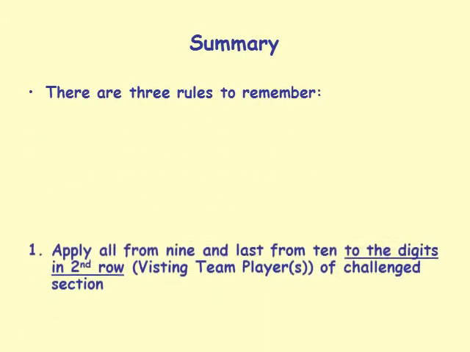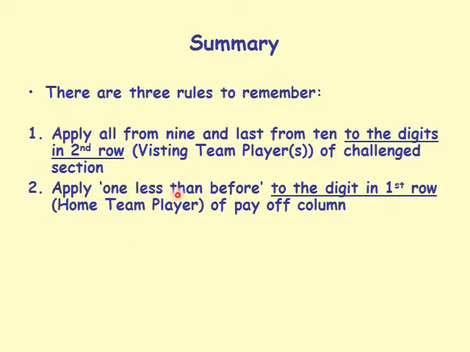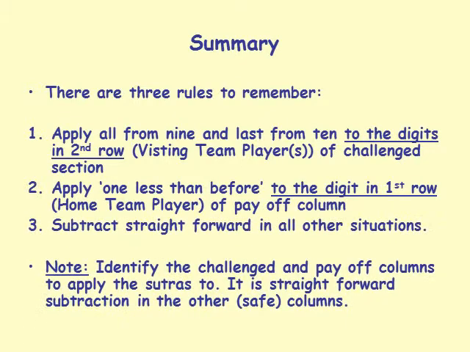Okay, there are three rules to remember. Apply all from 9 and last from 10 to the digits in the second row, which is the visiting team players of the challenge section. When our home team is challenged in some section, in that section we apply all from 9 and last from 10 to the players of the visiting team. And apply one less than before to the digit in the first row, which is our home team player of the payoff column. In the rest, it's straightforward subtractions. And note, identify the challenged and payoff columns to apply sutras to, and do straightforward subtraction in the other safe columns.